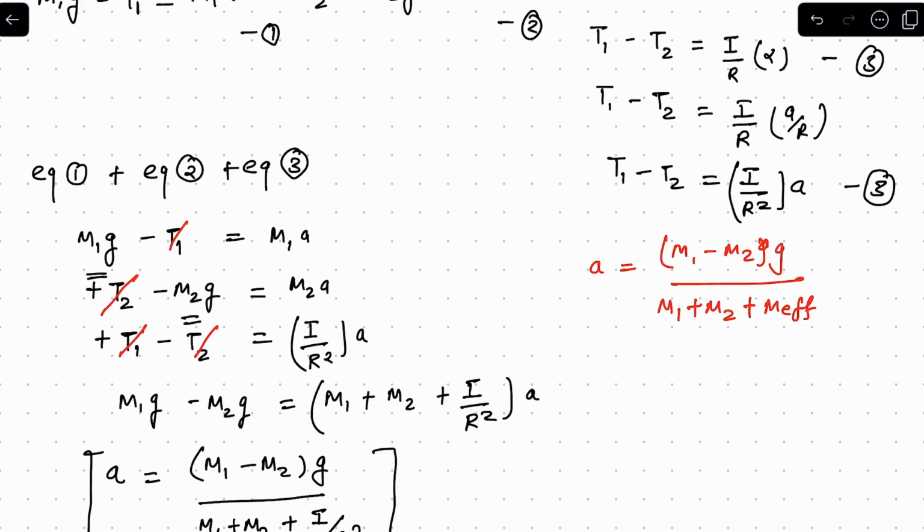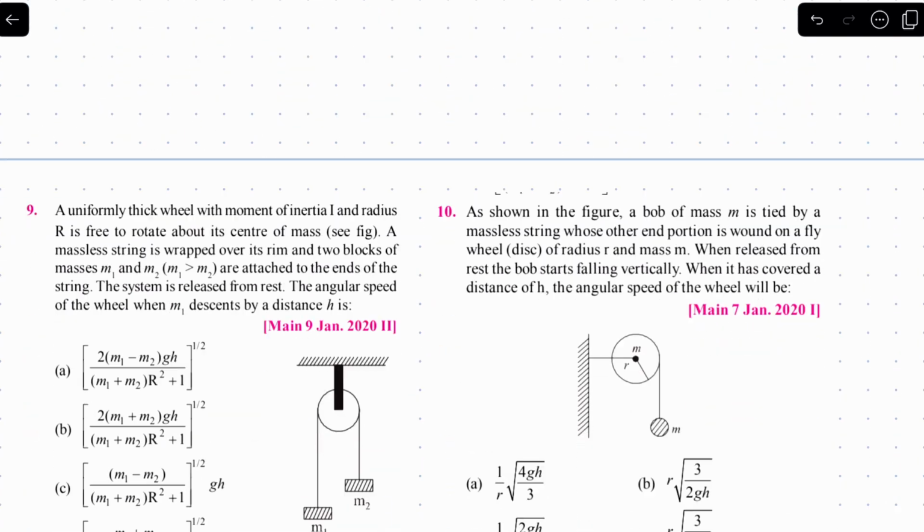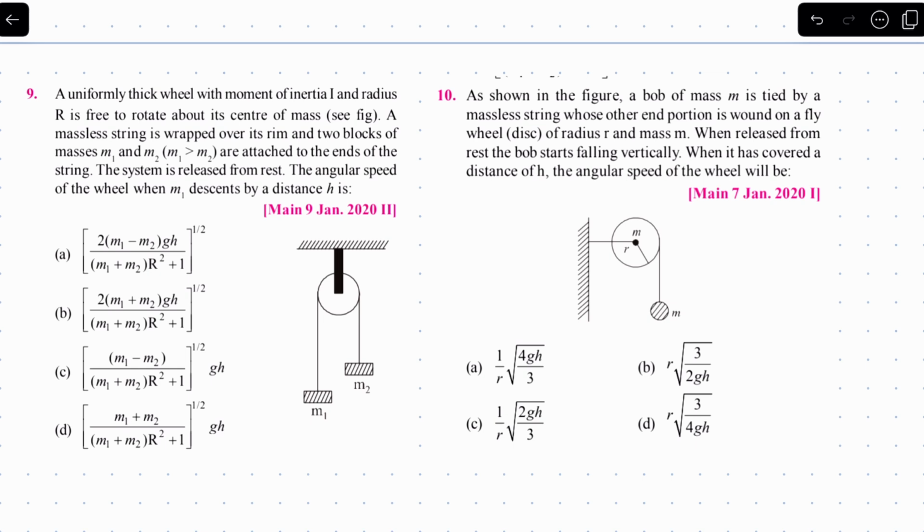Now let's go to the JEE Mains questions. These are two 2020 JEE Mains questions. In the first question, it is given that a uniformly thick wheel with moment of inertia I and radius R is free to rotate about its center of mass, and a massless string is wrapped around its rim.